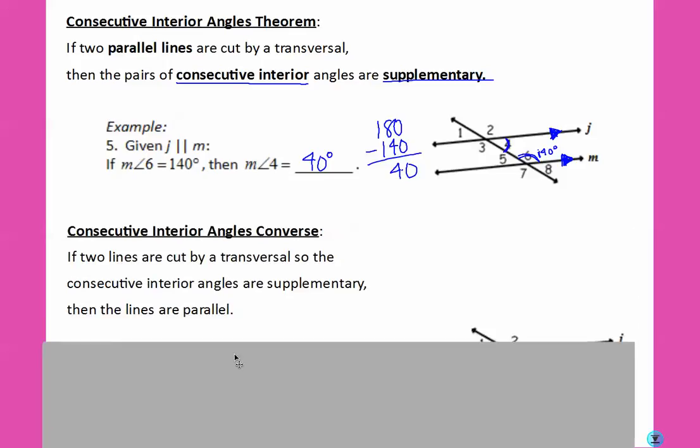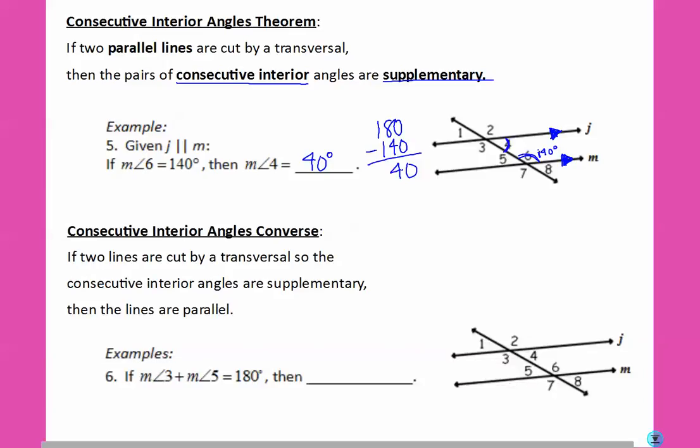The converse of this theorem can also help us prove that lines are parallel. So if two lines are cut by a transversal, and the consecutive interior angles are supplementary, then the lines are parallel. So in this picture, if the measure of angle 3 and the measure of angle 5, those are consecutive interior angles, so it works, they add up to 180, then we know that line J is parallel to line M.